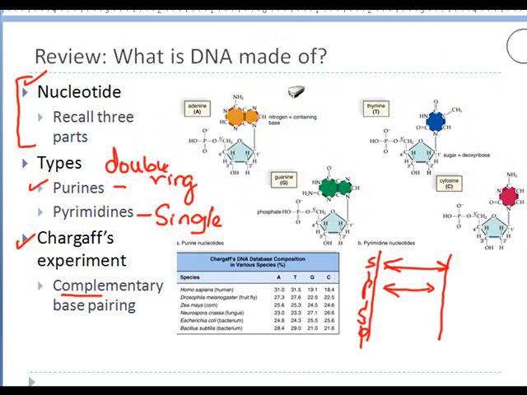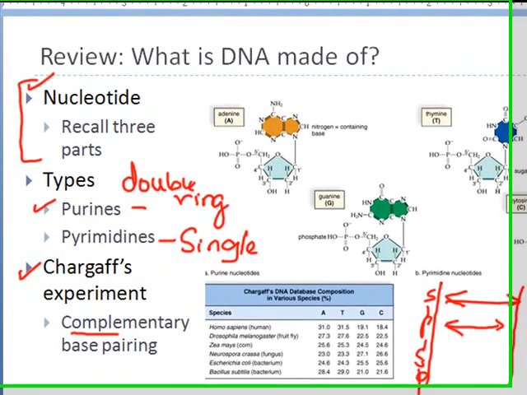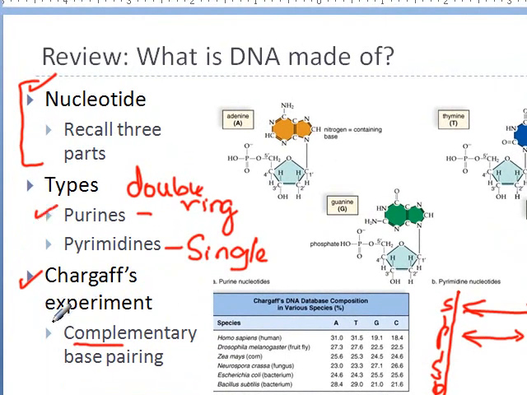Okay, so for the width of the DNA to be uniform, you had to have one double ring paired up with a single ring to keep the width uniform. And this is called complementary base pairing, which means that a purine always bonds to a pyrimidine. Now, which purine bonds to which pyrimidine was the next question, which I will answer in a couple of slides, to see which purine was forced to pair up with which pyrimidine. But we will get into this a little bit later.